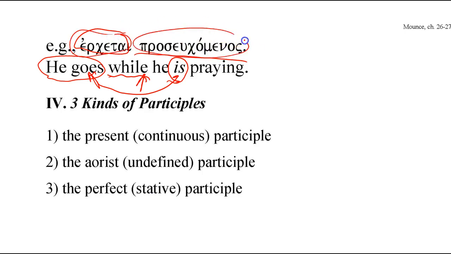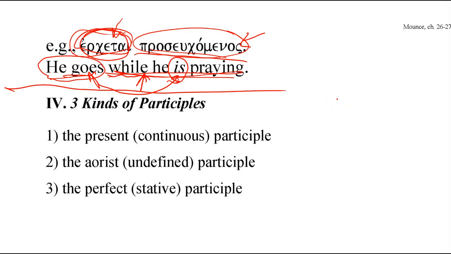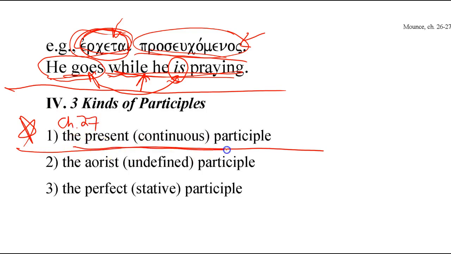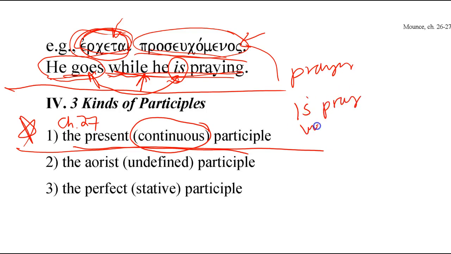Erchetai, proseuchomenos, is present time. This is present. So if this is translated present time, he goes, then praying has to be translated present time, while he is praying. The last section is about the kinds of participles. And we're going to learn for this chapter 27 the forms of the present participle. And what's being emphasized in the present participle is the kind of action. It's continuous. And so you could translate, for example, with praying, is praying, will be praying, or was praying.